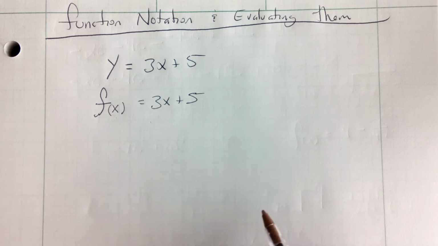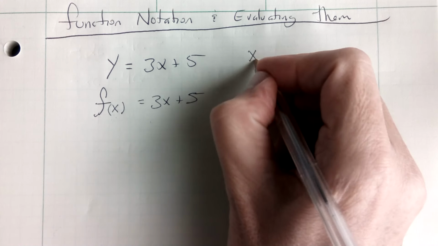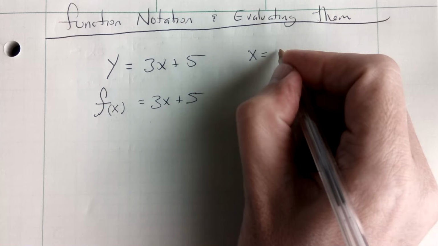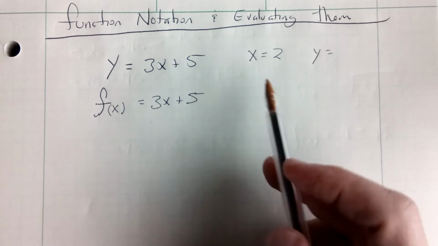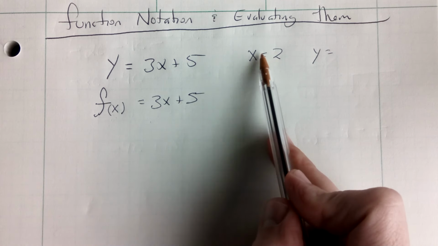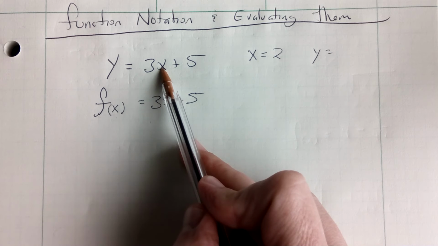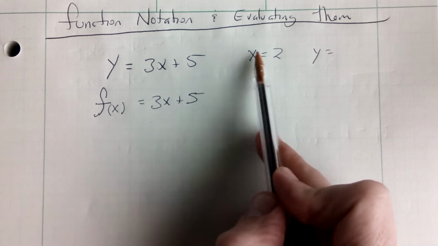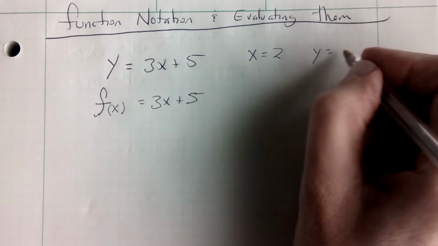They're the same equations. Before, I would say, if x is 2, what is y? So I'd put x equals 2, and then ask you what's y. You'd plug a 2 in here, replacing the x with the 2. 2 times 3 is 6. 6 plus 5 is 11. You'd say y is 11.